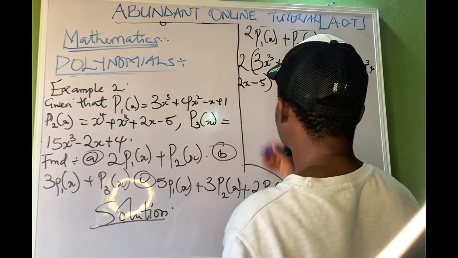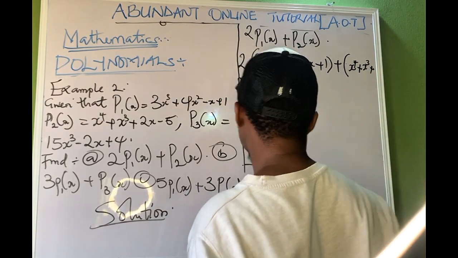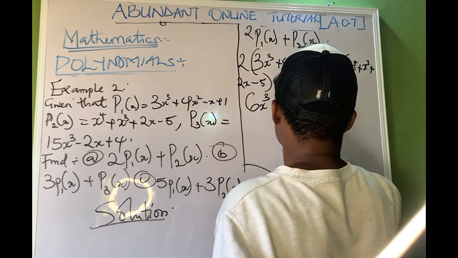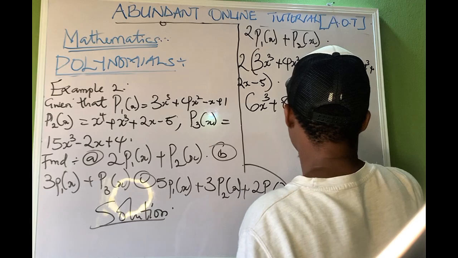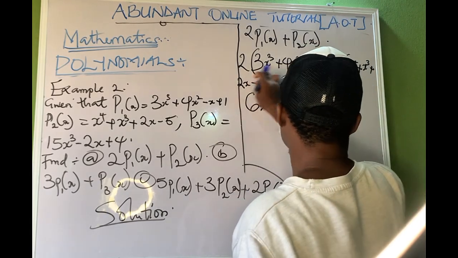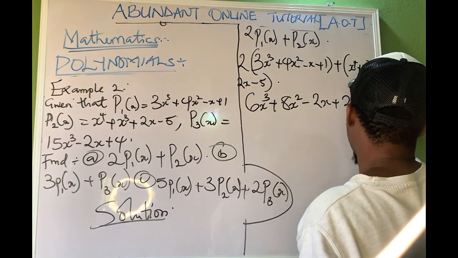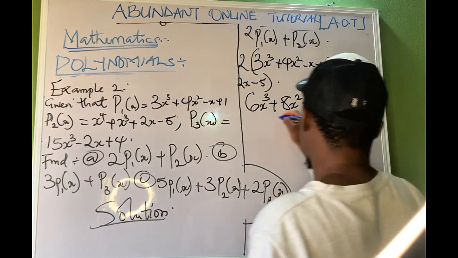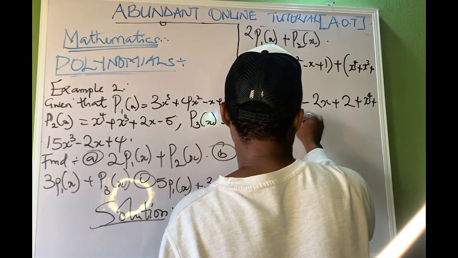Let's clear the brackets. We have 6x cubed, 3 times 2 is 6. Then 2 times this will be plus 8x squared, minus 2x, remember 2 times x will be minus 2x, plus 2, 2 times 1 is 2, plus I have my x to the power 4, plus my x cubed, plus I have my 2x minus 5.